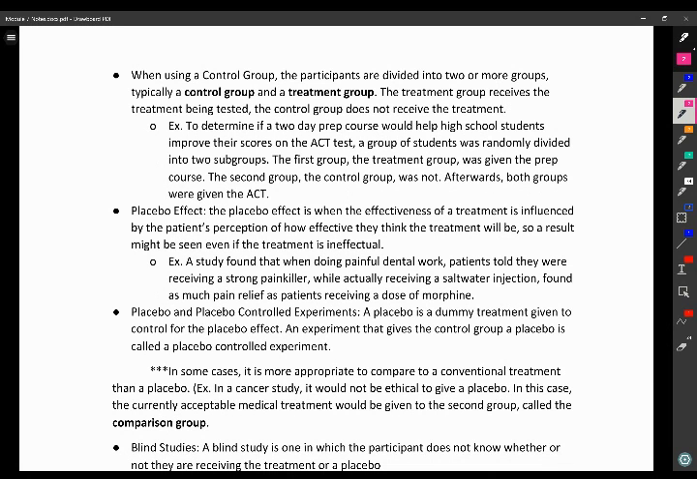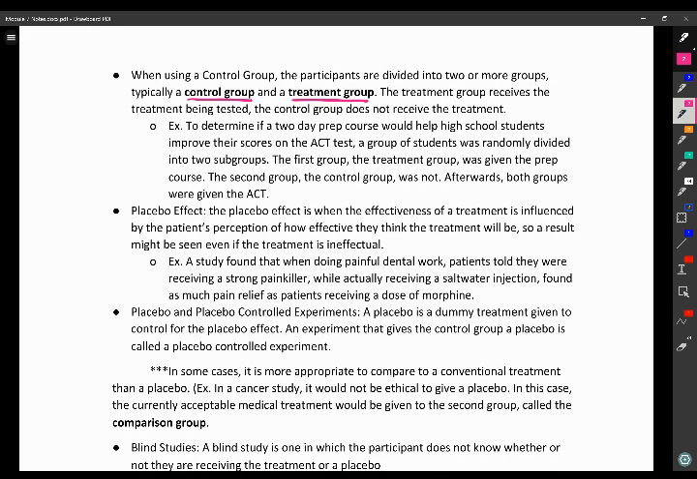So when you do an experiment, there can be a control group and a treatment group. The control group does not get the medicine, the treatment group does. Or I should say, it doesn't have to be a medicine, it just has to be some type of treatment. So when you look at this example, it talks about a 2-day prep course that they want high school students to try to see if it improves their score. So half of the group gets to use the prep course and the other half does not. And then afterwards, they're both given the ACT and they look to see who did better.